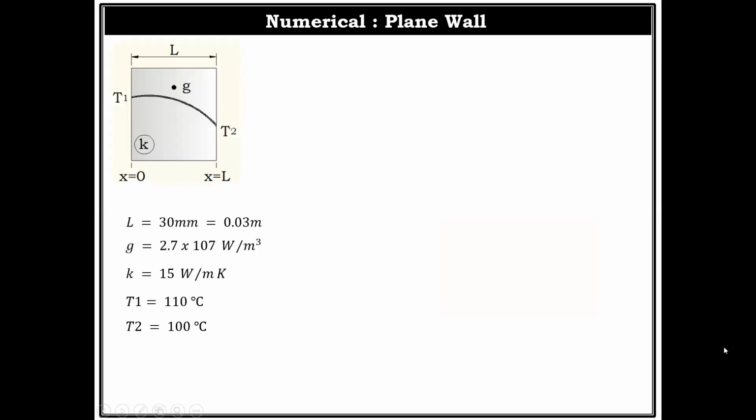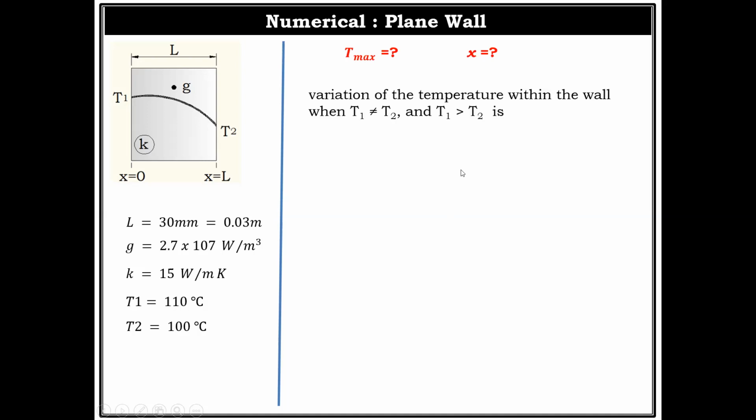So this is our given data, and let's try to solve this problem. We have to find out T max, the maximum temperature, and its location, X position, within a solid. Now, the variation of the temperature within the wall when the temperatures are not equal and T1 is greater than T2. So we know the formula.